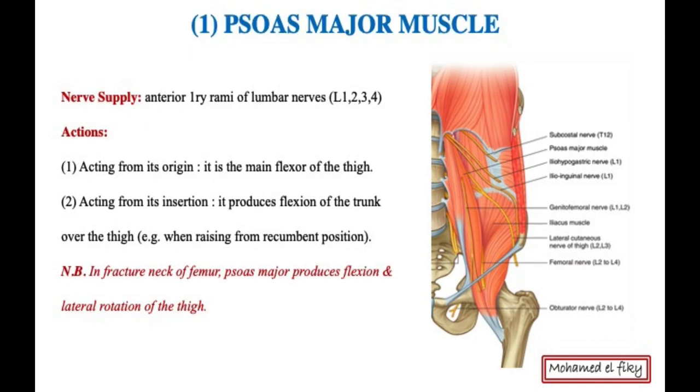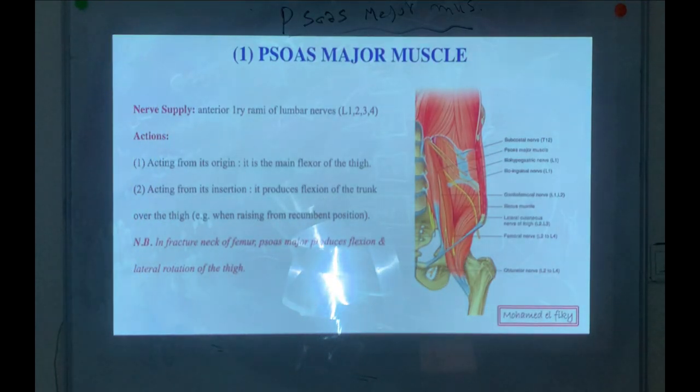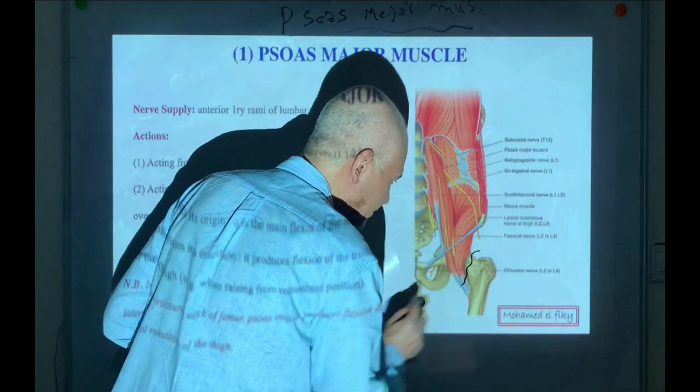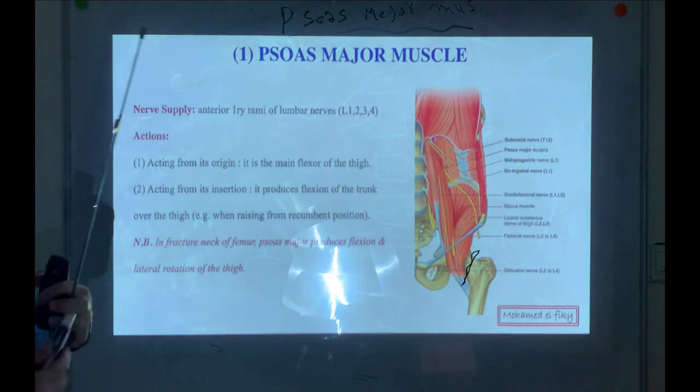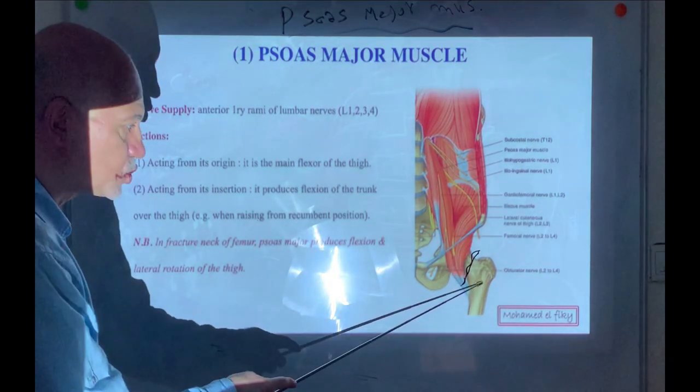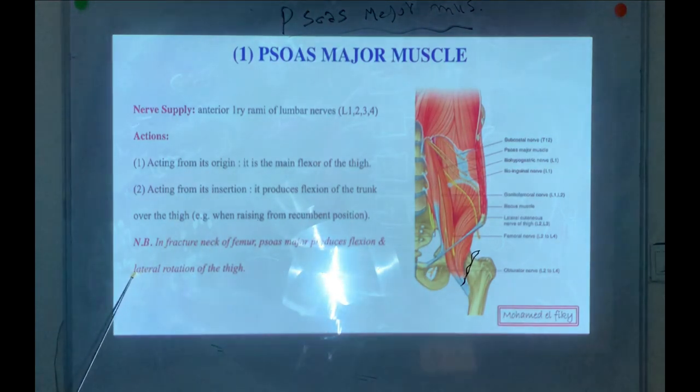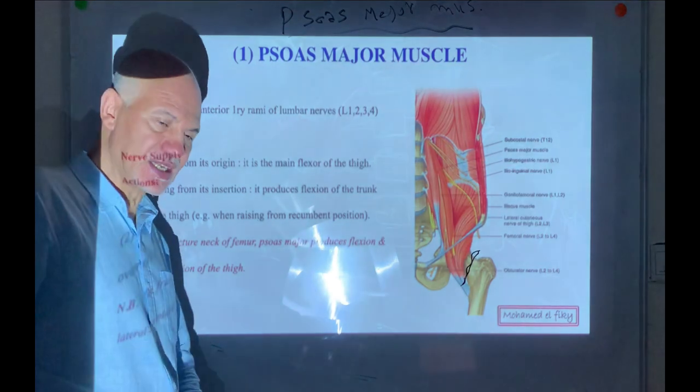Nerve supply: anterior primary rami of L1, L2, L3, and L4. Action from its origin: the main flexor of the thigh. From its insertion, it produces flexion of the trunk over the thigh when rising from the recumbent position. In fractured neck of the femur, psoas major produces flexion and lateral rotation of the thigh. The thigh becomes flexed and laterally rotated.